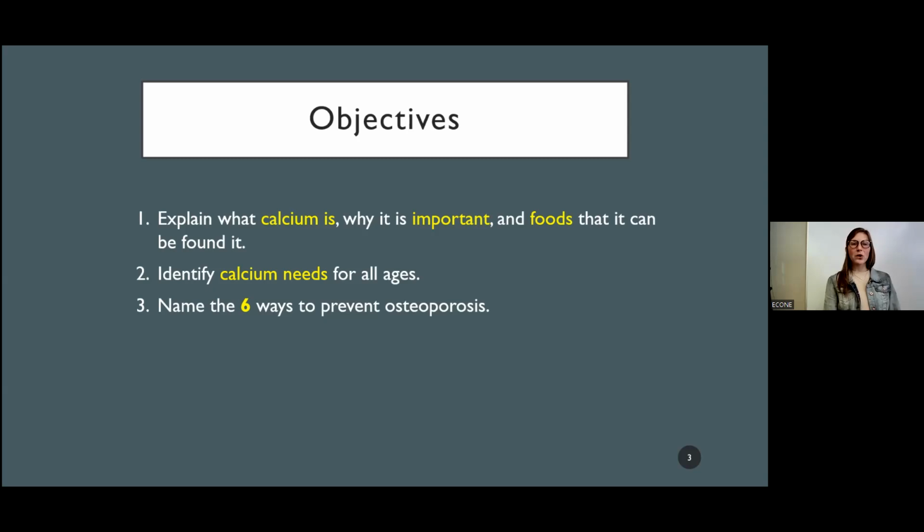So we'll just have a couple objectives to keep you all engaged. We would like for you all to be able to explain what calcium is by the end of this presentation, why it's important, and what foods it can be found in. Another one would be to identify calcium needs for all ages. You obviously need different amounts of calcium if you are a toddler versus an elderly. And then the last objective is to name 6 ways to prevent osteoporosis. And we will also go into what is osteoporosis.